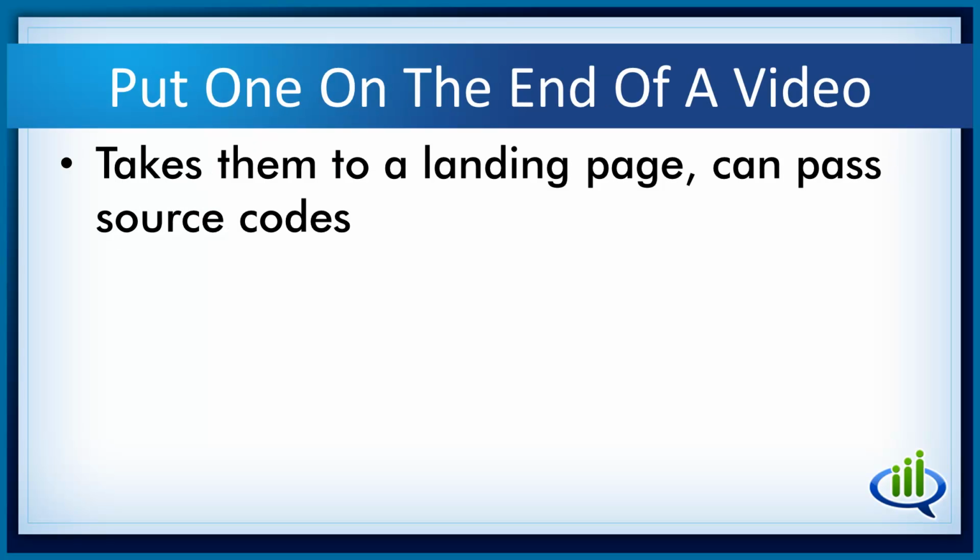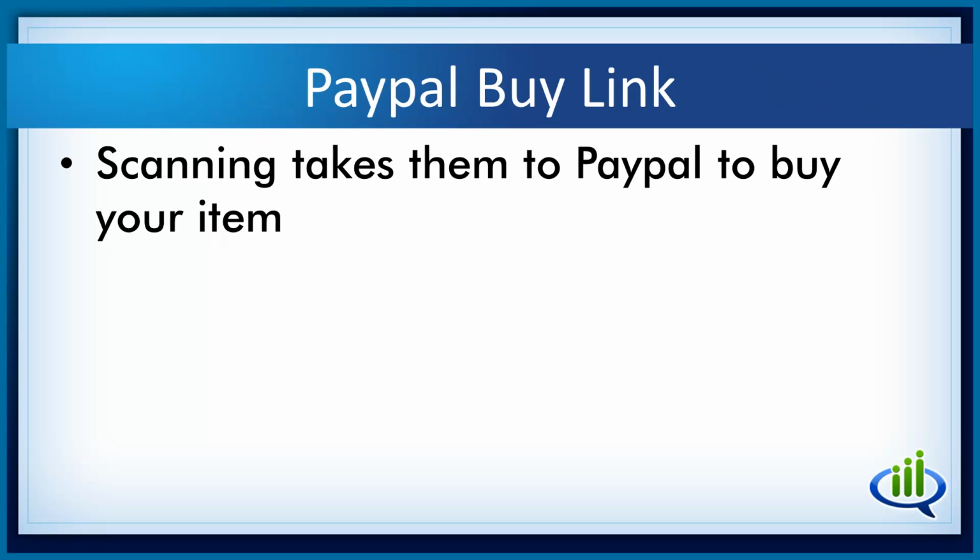How about if you put one on the end of your video, which takes them to a landing page, and you can pass some source codes through there so that you actually know where people came from who came to your particular video. Here's one that I mentioned before, a PayPal buy link. So you could say, buy this via PayPal. They scan that, it immediately takes them to their PayPal page, and they're able to buy it immediately.